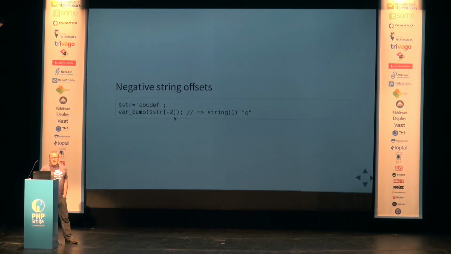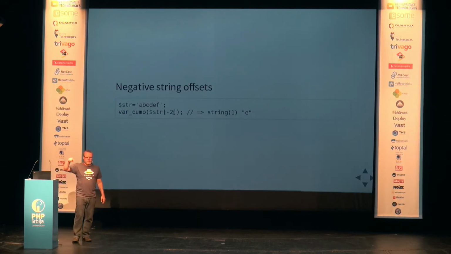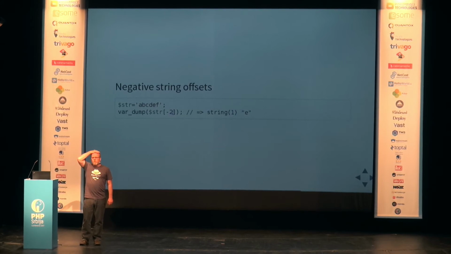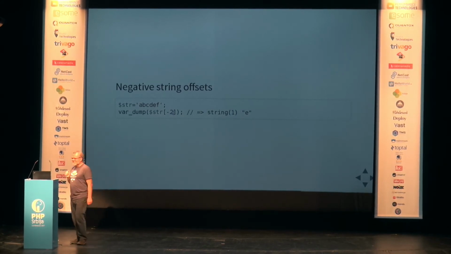There's negative string offsets. So just like positive starts from the left, negative starts from the right. The first one is -1. Yesterday, someone asked me, why isn't it -0? I was like, whoa. That was kind of a blow my mind moment, that he wanted positive zeros to start from the left and negative zeros to start from the right. Like, no.